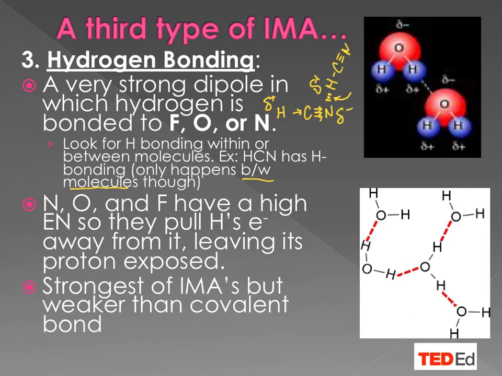Moving on, it says nitrogen, oxygen, and fluorine. They have a high electronegativity, so they pull hydrogen's electrons away from it, leaving its proton exposed. So again, why hydrogen bonding is specific is because these three have very high electronegativity values.